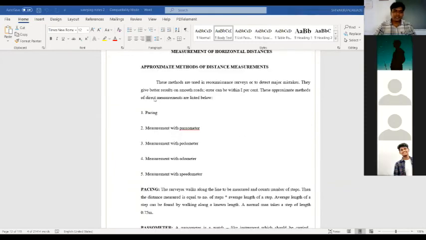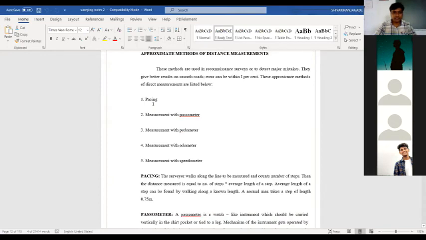Now, the approximate methods of distance measurement. Here we make use of approximate methods in direct measurements. All of you know direct measurements and indirect measurements, right? Yes or no? Yes, sir. So with the help of direct measurements, how do we measure the horizontal distance? Here we're going to study that now. Approximate method: pacing. Pacing means what? Anybody?